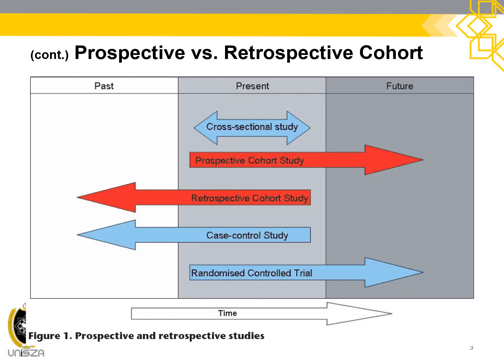This figure here shows the difference between prospective and retrospective cohorts. In a prospective cohort, the researcher moves from the present time to the future, whereas in a retrospective cohort, the researcher collects the data from the present time and moves backwards to the past.